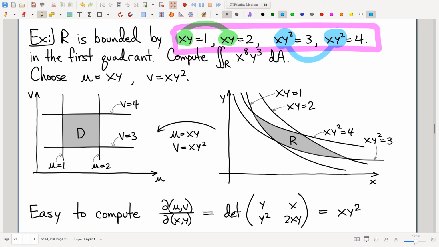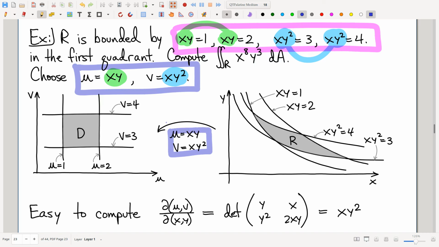If that happens, take those 2 functions and make those your change of variables functions. Let's see here. Do it like this. That is your change of variables functions. U and V, just set them equal to whatever these 2 functions are, whose level sets give you the bounds for your domain. Does everybody see the setup?